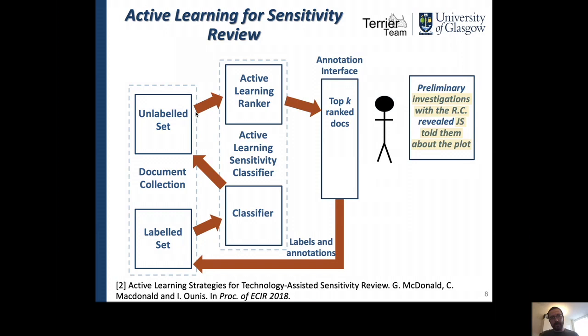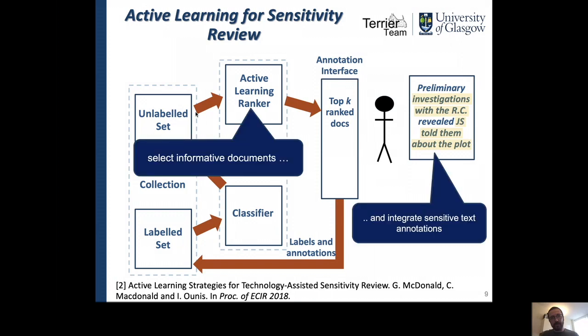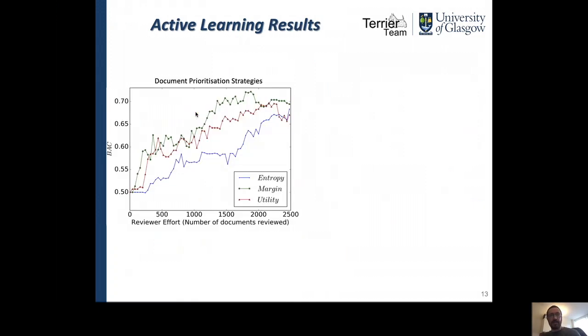So what does this mean in practice? We've got 2 points that we really want to investigate. How do we select informative documents to get reviewed, and how can we integrate these sensitive text annotations as additional evidence? Unfortunately, I don't have time to go into all the different strategies, but I'd love to talk to anyone about it after. But here's a very quick look at what this can do for your classifying model. The first plot is looking at different document prioritization strategies.